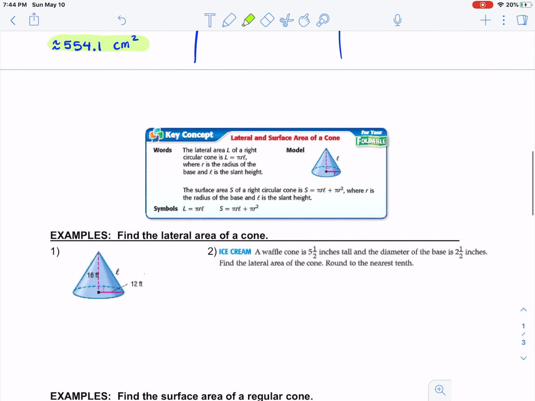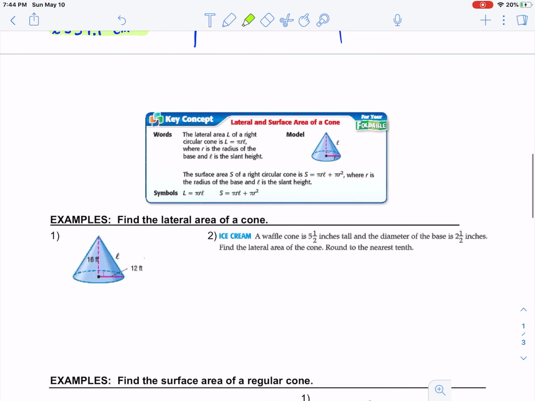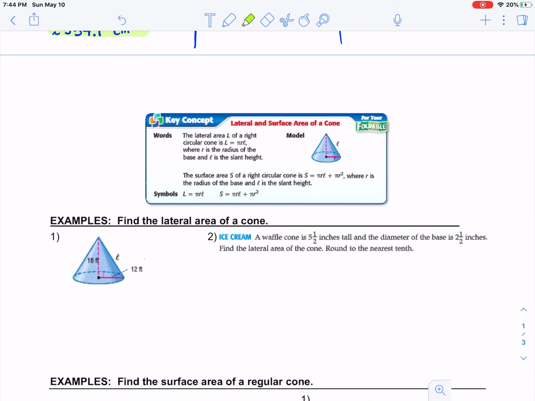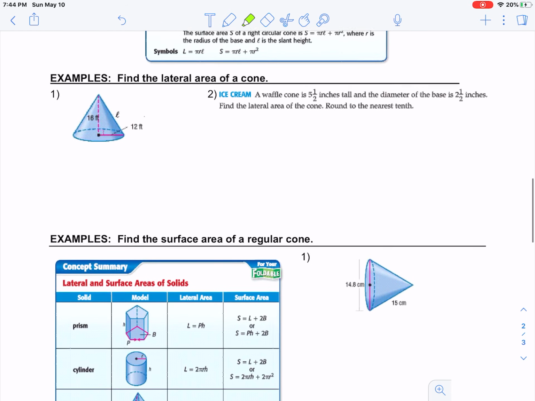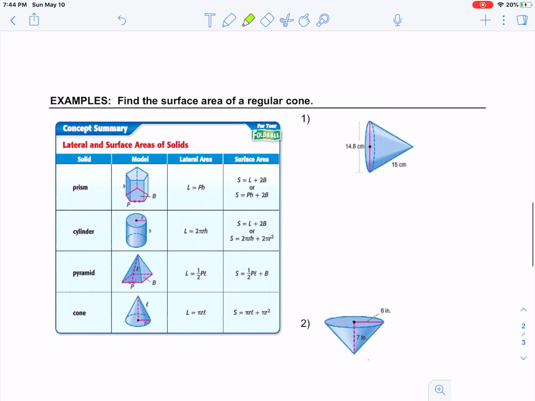And then next, moving on down here, we have our lateral and surface area of a cone. So I'm going to go ahead and actually have you guys try to do that on your own, since it's very similar to the pyramid. The only difference is our base is a circle, okay? And same idea with your surface area. Just go ahead and use those formulas.